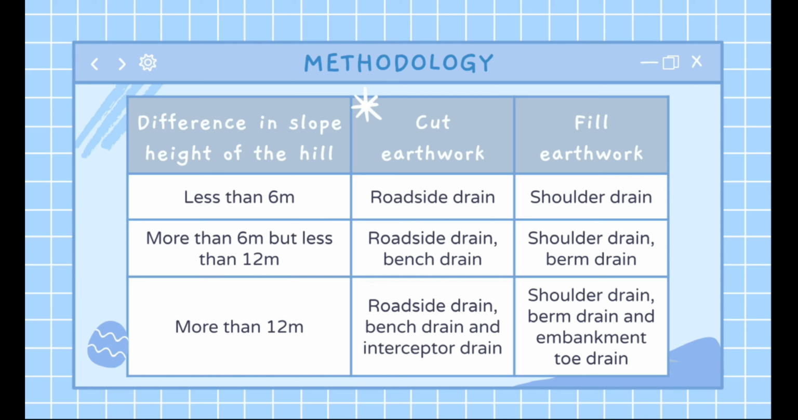For more than 6 meters but less than 12 meters, the cut earthwork is roadside drain and bench drain. For fill earthwork, it is shoulder drain and berm drain. For more than 12 meters, the cut earthwork is roadside drain, bench drain and interceptor drain. For fill earthwork, it is shoulder drain, berm drain and embankment toe drain.